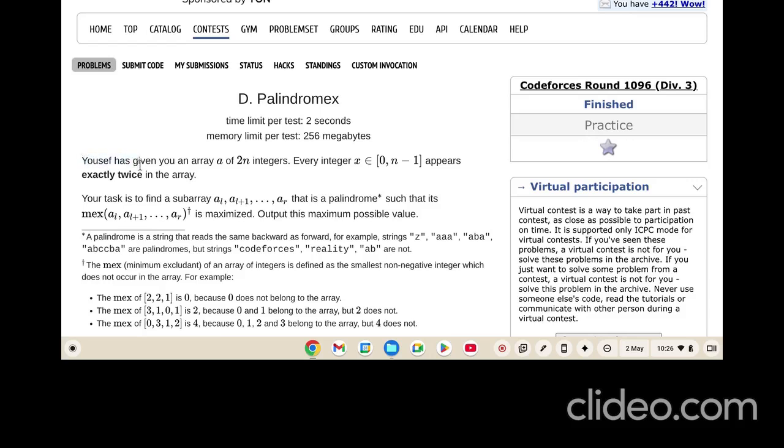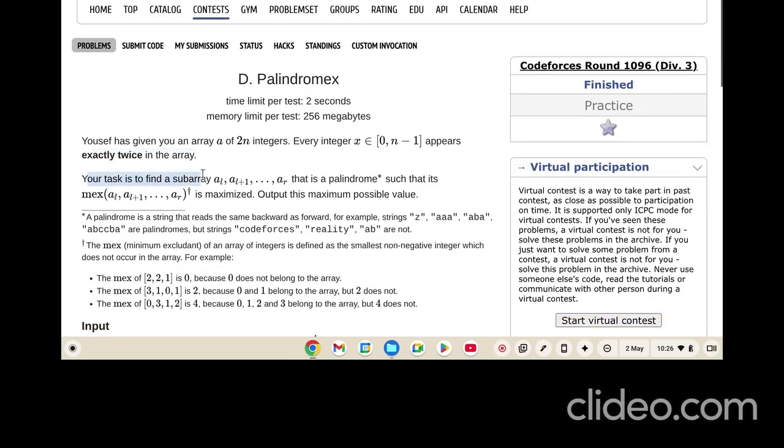Let's see the problem statement. The problem is called PalindroMex, right? It says that Yousuf has given an array a of 2n integers. Every integer from 0 to n minus 1 appears exactly twice in the array. Your task is to find a subarray that is a palindrome.